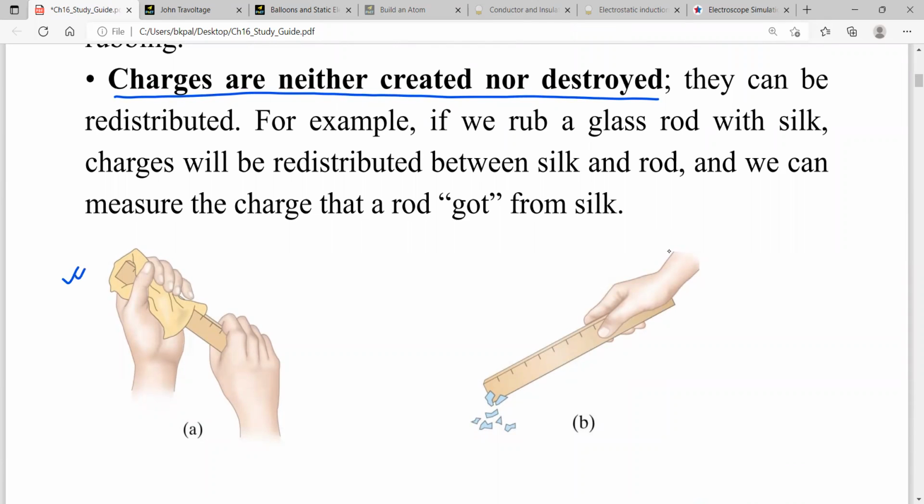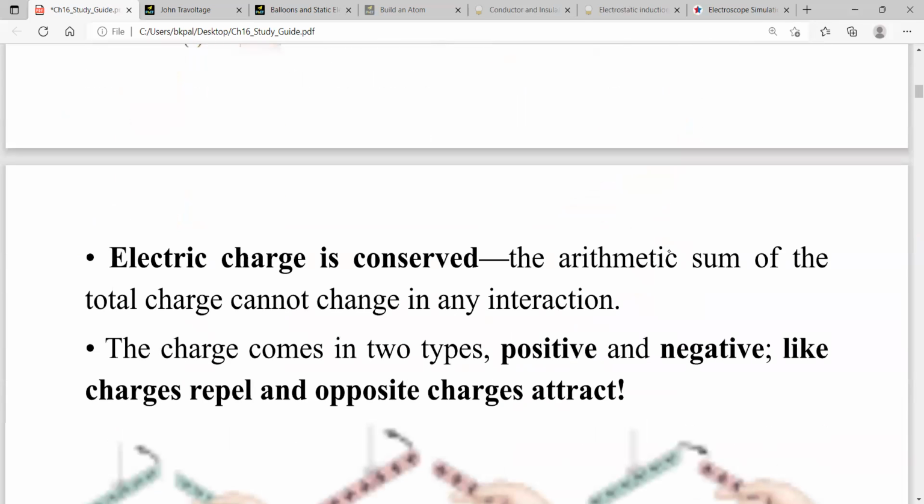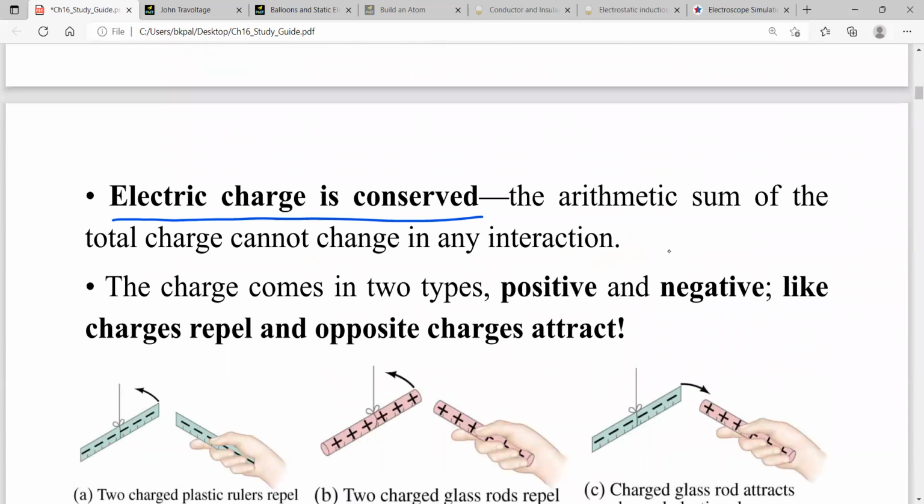For example, when you rub a glass rod, here a glass rod with silk, charges go from one object to the other object. That means they are redistributed, and the total number of charges in any interaction is conserved. One object gains charges and another object loses charges, but the total sum before and after the interaction is the same. That's why we say electric charge is conserved in any interaction.